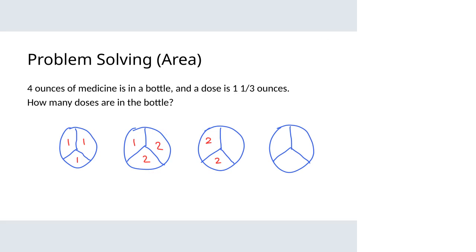Let me know if you have questions as we go through this. I think you know what's going to happen next. I need to make another dose, and that's going to be 1 1/3 ounces. How many doses are there in a bottle? There are 3 doses in the bottle, because I just took those 4 ounces, divided them up into 1 1/3 ounce doses, and found out that there were 3 of them.